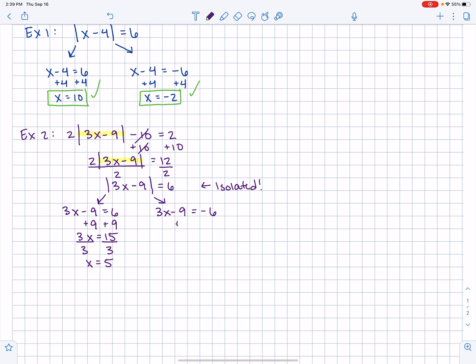We now need to do the other equation. Remember, solve both of them. So add 9, 3x is equal to 3, divide by 3, and we get x is equal to 1.